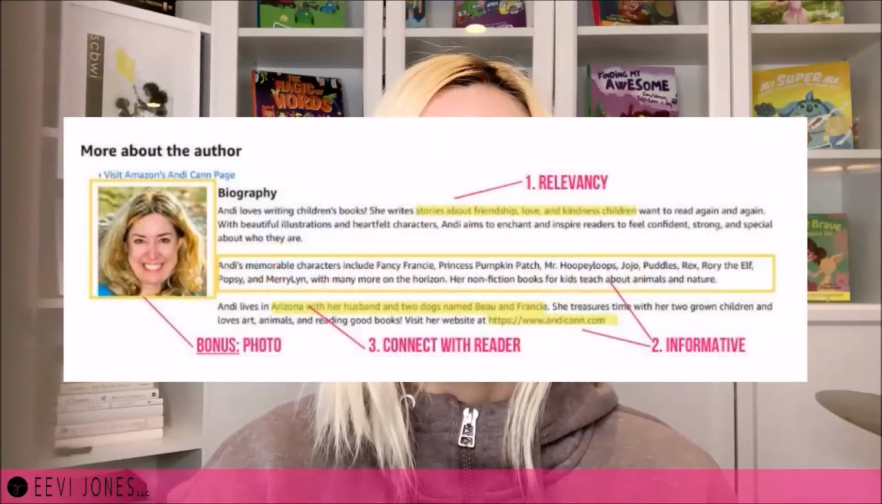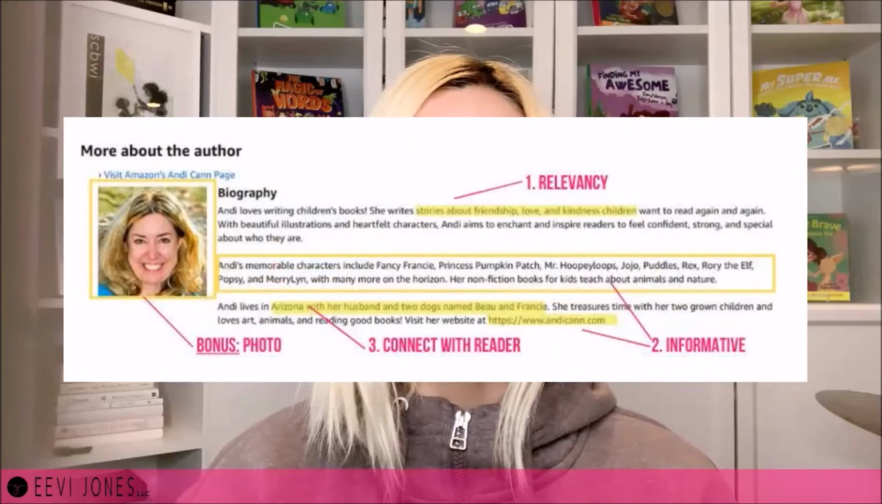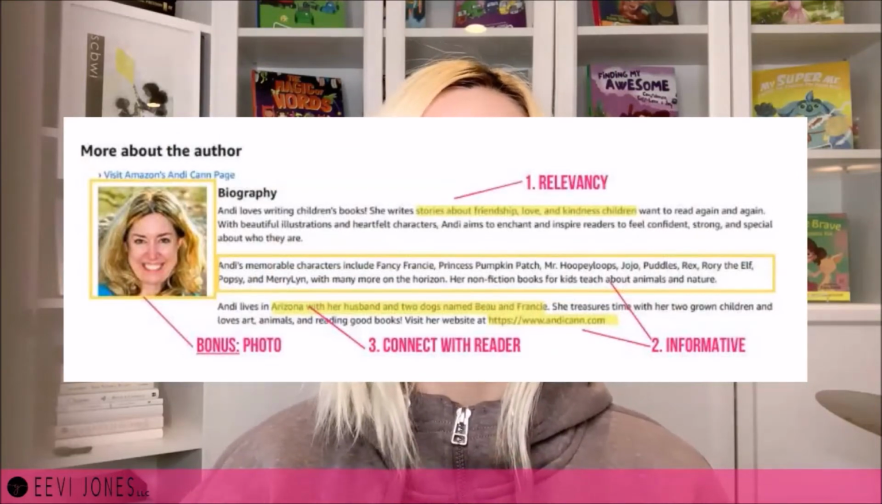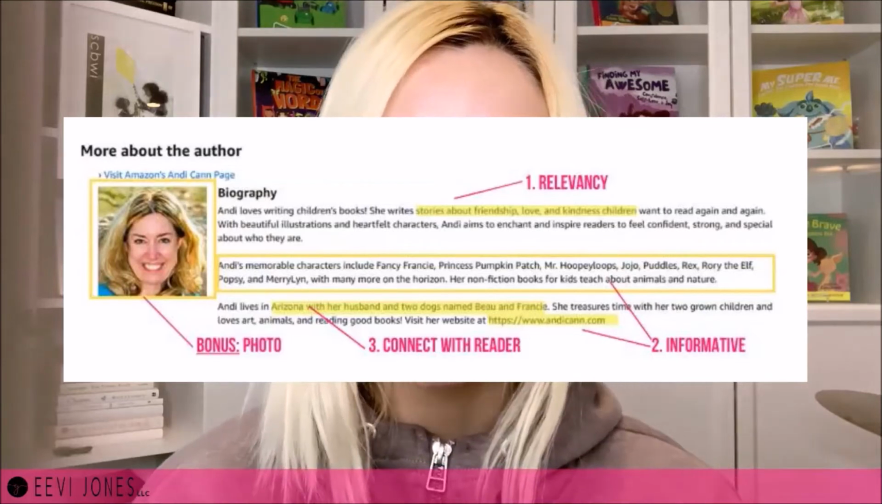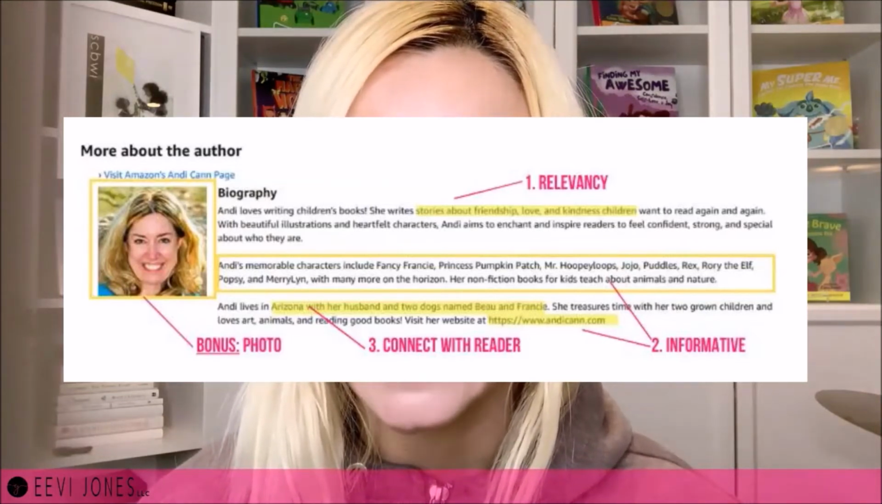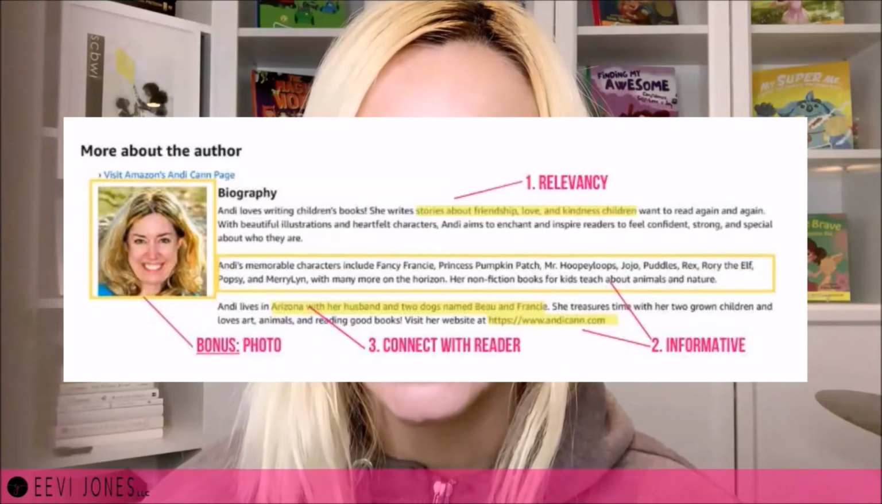Now let's look at a third example. This one is by one of my readers, Andy Kahn, and like Diane, she has already written and published a number of children's books. "Andy loves writing children's books. She writes stories about friendship, love, and kindness children want to read again and again."